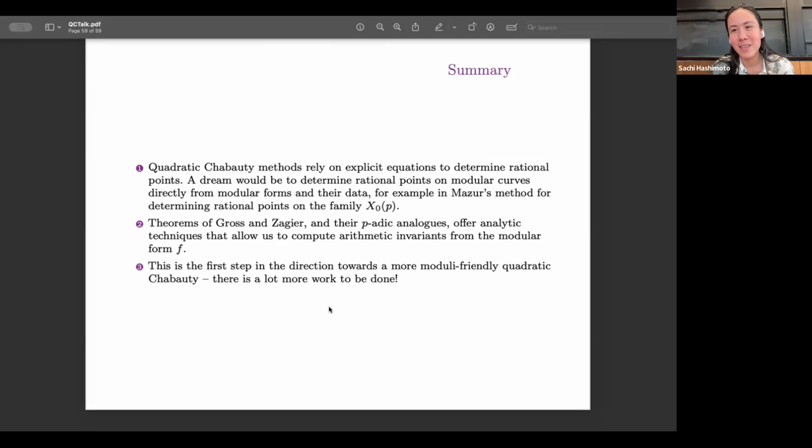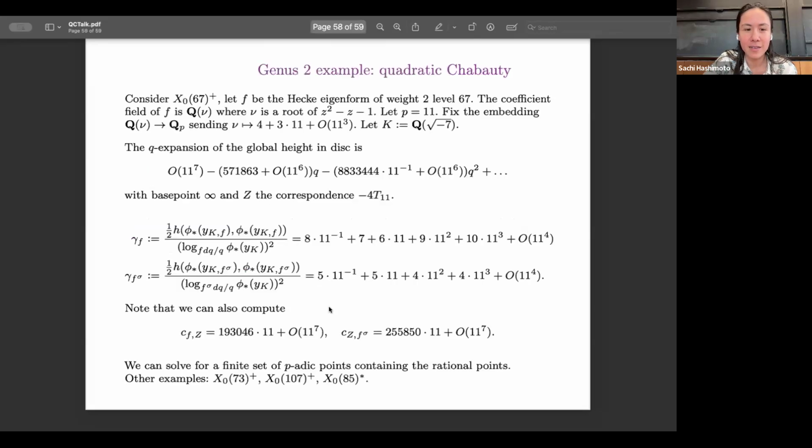The thing I was going to ask you, in this example at the end, we have your X0 67 plus. Your theorem is giving you this Q expansion of your quadratic Chabauty function in a neighborhood of infinity, or the residue disk of infinity. Do you have to do something to pass over to other residue disks in order to compute this set of p-adic points containing the rational points?